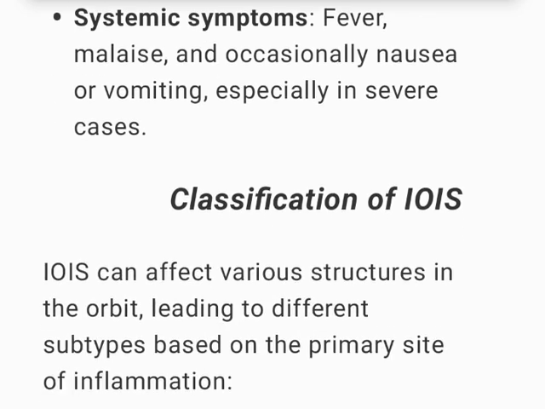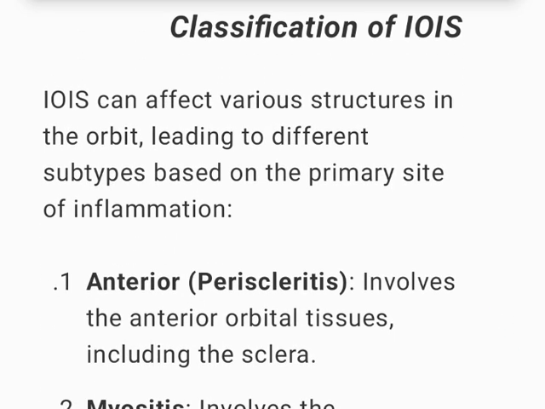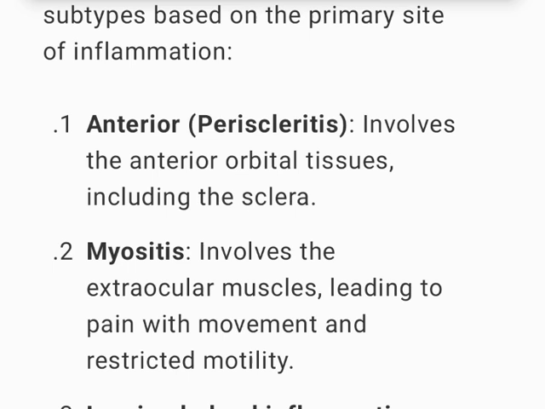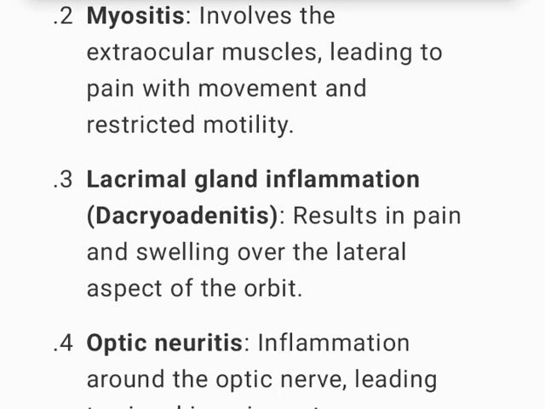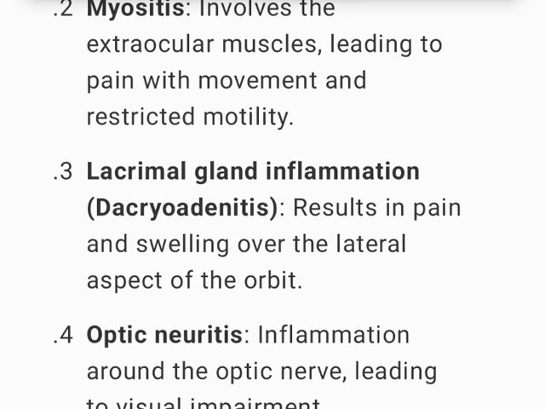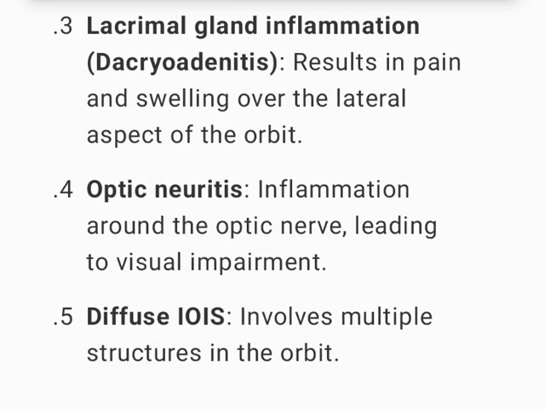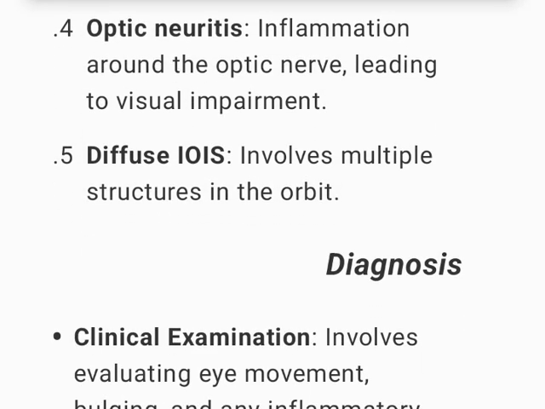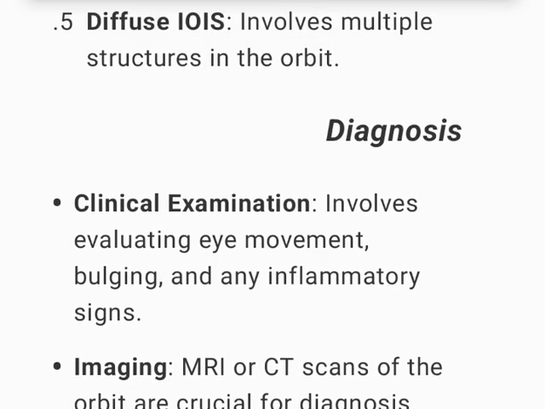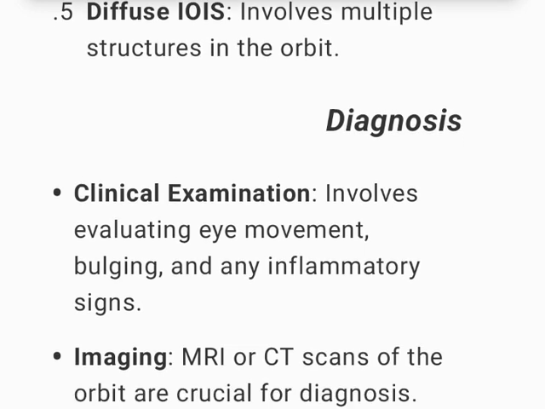Classification of IOIS. IOIS can affect various structures in the orbit, leading to different subtypes based on the primary site of inflammation. 1. Anterior, periscleritis, involves the anterior orbital tissues, including the sclera. 2. Myositis, involves the extraocular muscles, leading to pain with movement and restricted motility. 3. Lacrimal gland inflammation, dacryoadenitis, results in pain and swelling over the lateral aspect of the orbit. 4. Optic neuritis, inflammation around the optic nerve, leading to visual impairment. 5. Diffuse IOIS, involves multiple structures in the orbit.